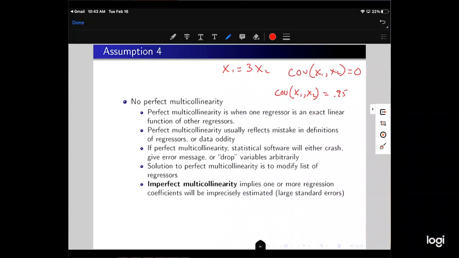What this does is it results in large standard errors on the betas. So if you had y as a function of beta 1 times x1 plus beta 2 times x2, and x1 and x2 are highly correlated, the standard errors on beta 1 and beta 2 are going to be really large, meaning that you fail to reject a null hypothesis on either x1 or x2. So the solution is just to leave one out.